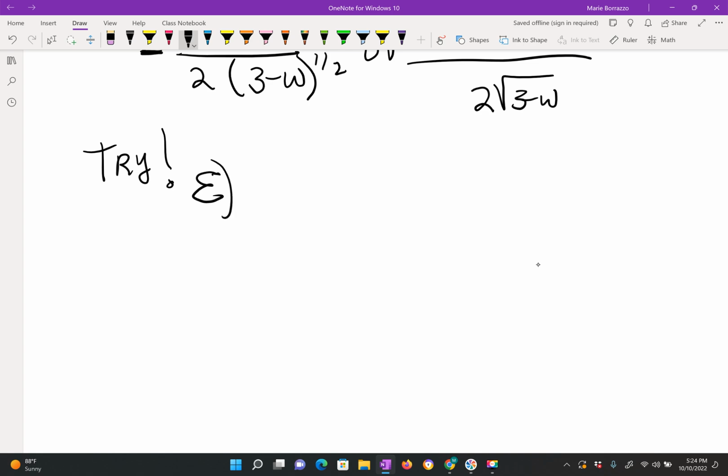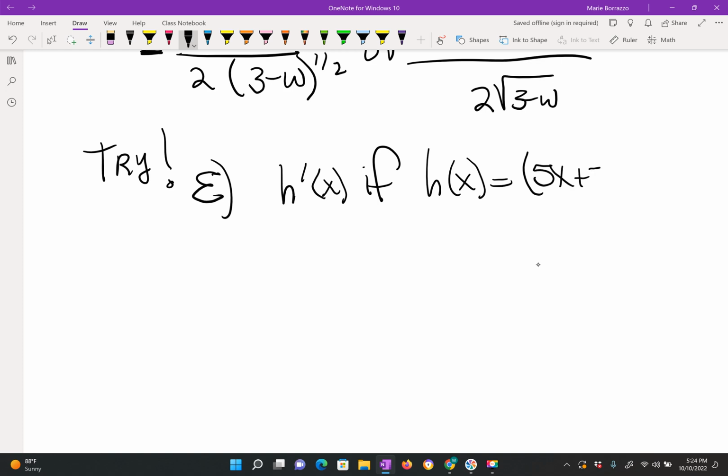Because if you're able to do this, then I'm going to call these E, F, G, and H. So example E, I'm going to give you: find the first derivative if h of x is equal to 5x plus 2 to the third power. That's the first one. And I'm going to write the other one right below it.